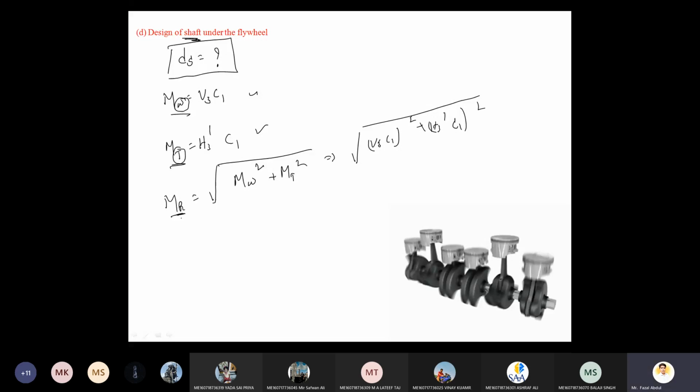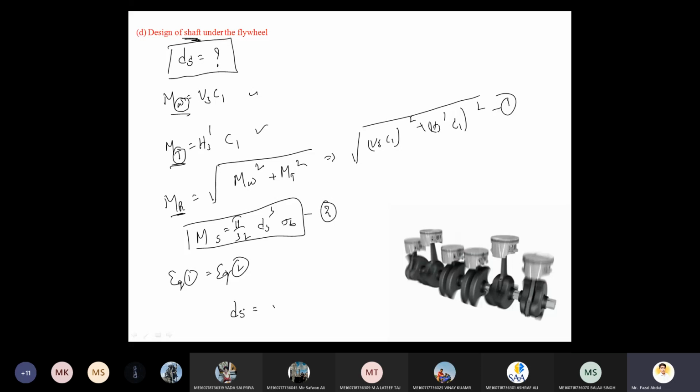And also we know that this is the first one. The bending moment due to the torsion of the shaft is pi by 32 ds power 3 into sigma b. So due to the bending moment, this is another equation. This is equation number 2. If we equate equation number 1 to equation number 2, then we will get the ds value in mm.